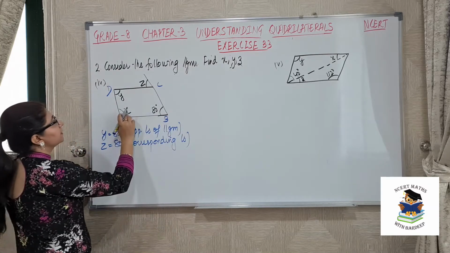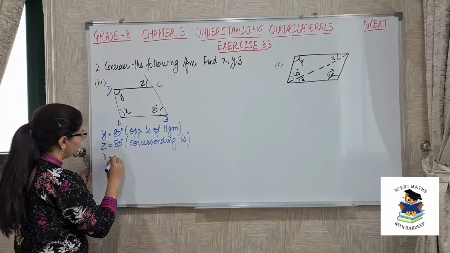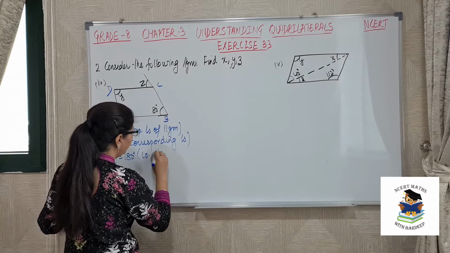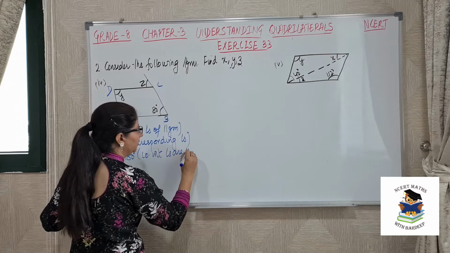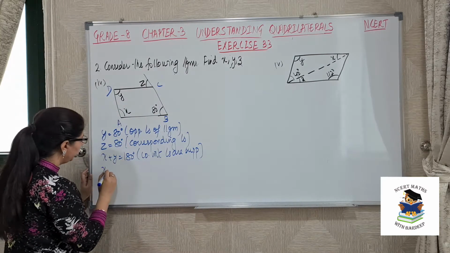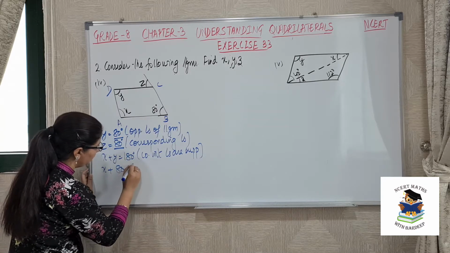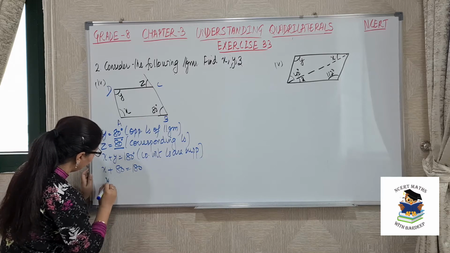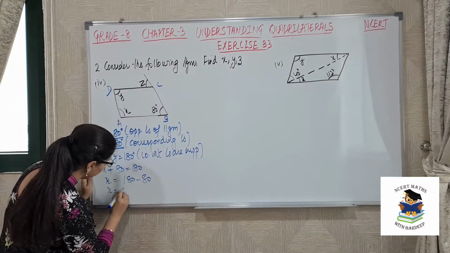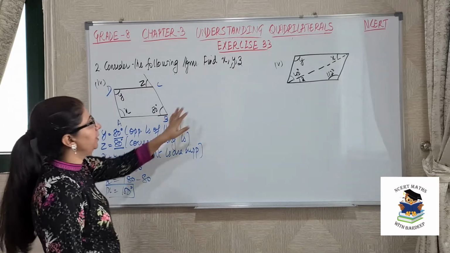Okay. So now x. See, x plus y is 180 degree. Reason is co-interior angles are supplementary. So x we need to find. x plus 80 degree is equal to 180. So what is x? 180 minus 80. So x is equal to 100. Okay, so this chapter is very easy.